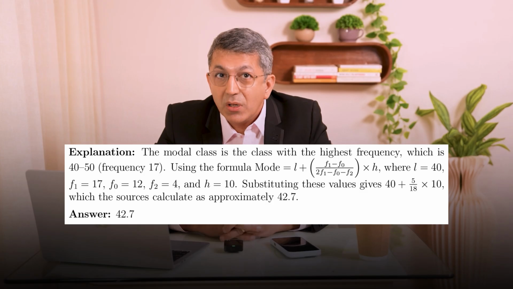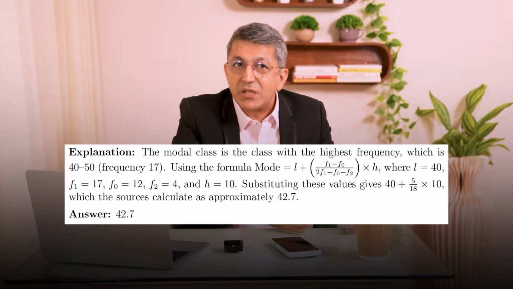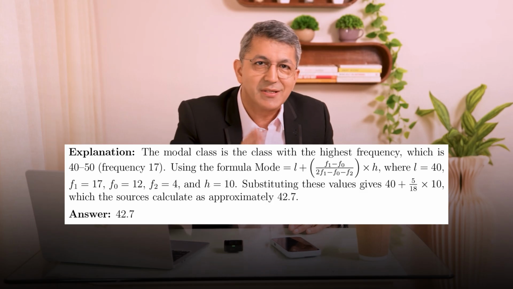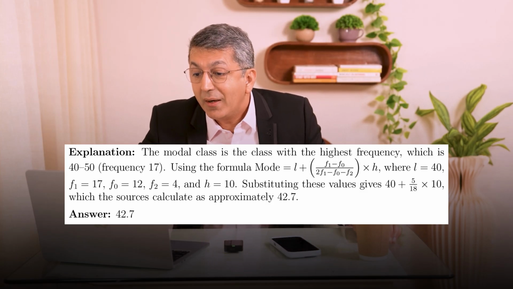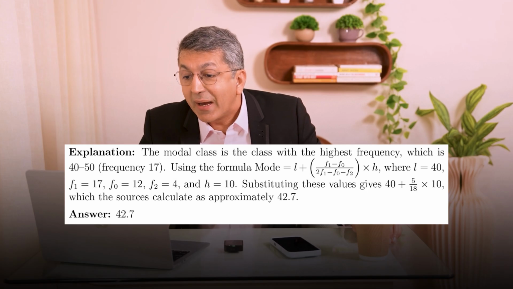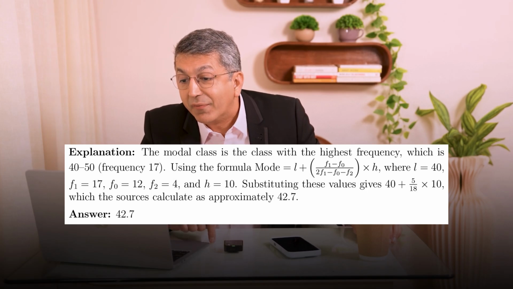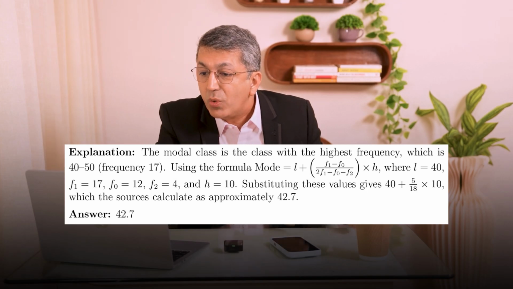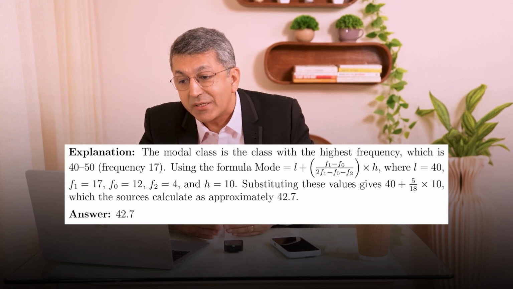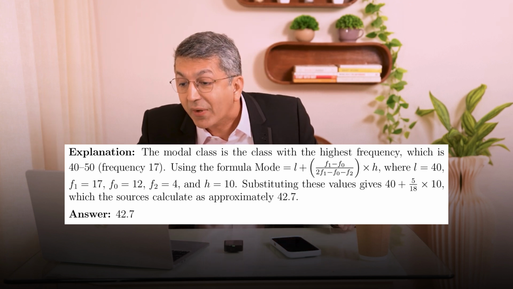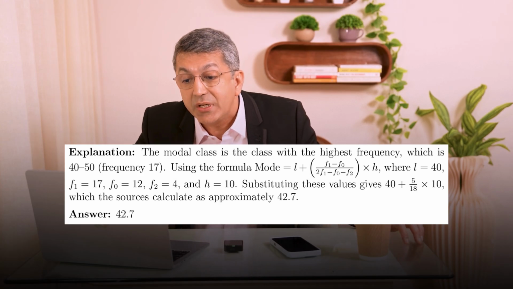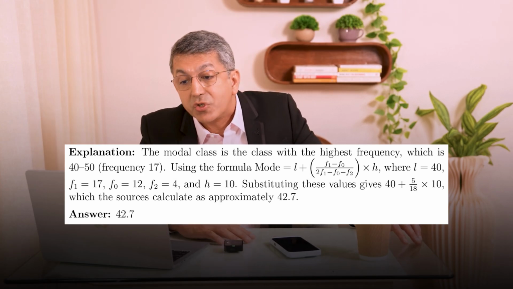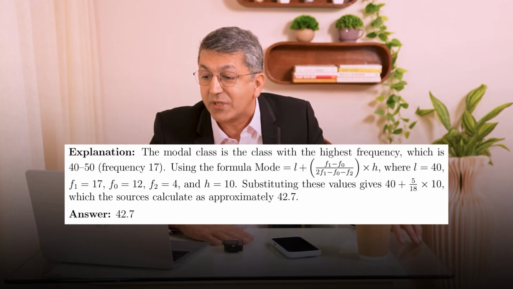Explanation. The modal class is the class with the highest frequency, which is 40-50, frequency 17. Using the formula, mode is equal to L plus (F1 minus F0) divided by (2F1 minus F0 minus F2), times H, where L is equal to 40, F1 is equal to 17, F0 is equal to 12, F2 is equal to 4, and H is equal to 10.